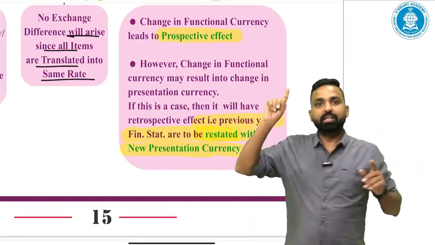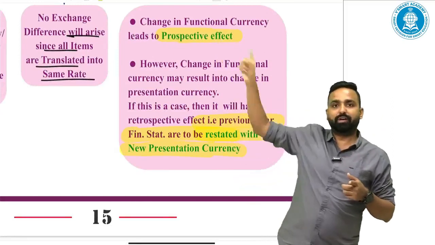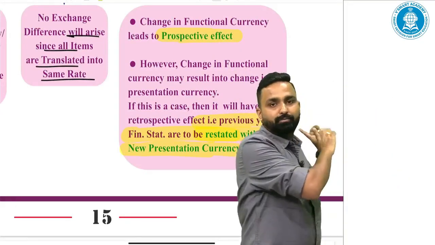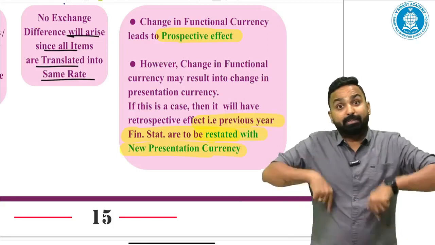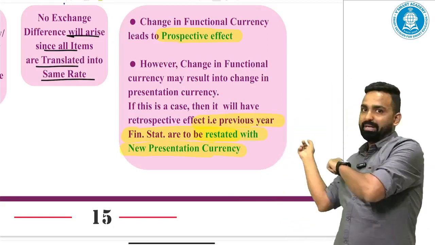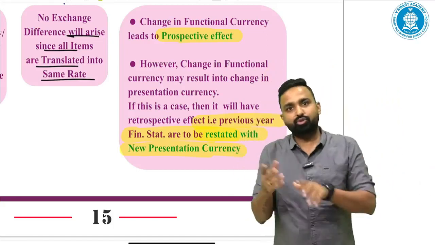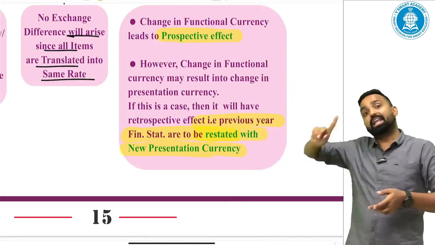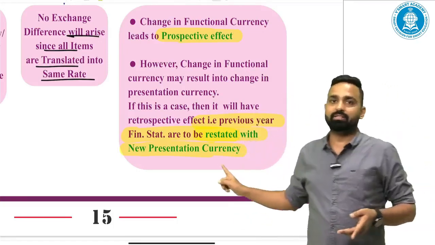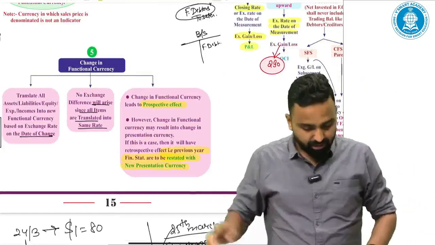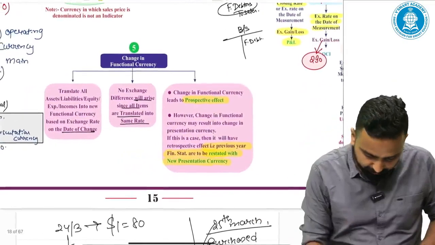So there are two things. Change in functional currency, prospective effect. No need to look into the past. But change in presentation currency, retrospective effect, means current year items are to be translated, and even the last year items need to be translated. Understood or not? That's it. So this is not so much important.